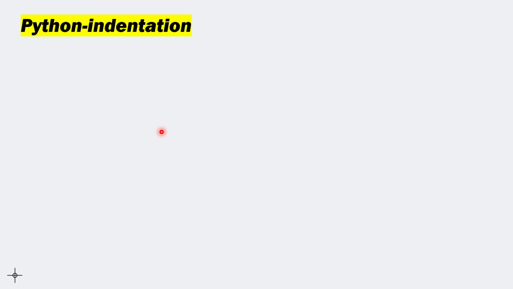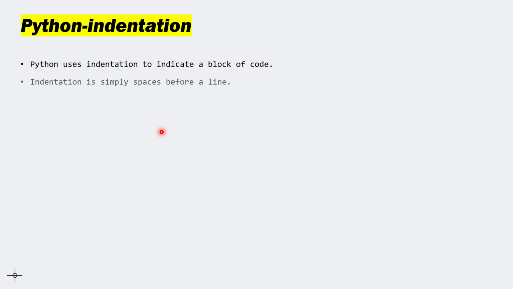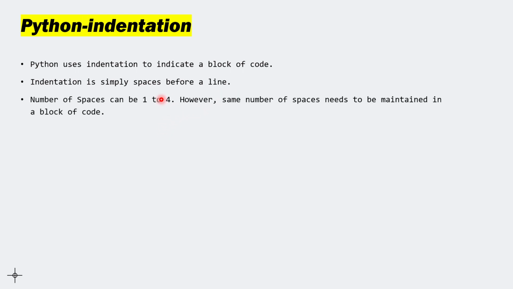So now Python indentation, this is another type of syntax thing. So Python uses indentation to indicate a block of code. So indentation, what is this actually? This is basically spaces before a line. So the number of spaces can vary from 1 to 4 or even more, but the standard is to keep it from 1 to 4. However, the same number of spaces needs to be maintained in a block of code.